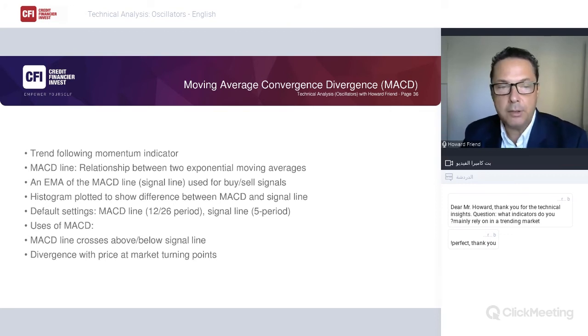So how do you use MACD? We're looking for the MACD line to cross above or below the signal line, as I mentioned. That gives you crossover signals. Also the divergence with the price at market turning points. And also you can use the MACD line when it crosses above and below 0.